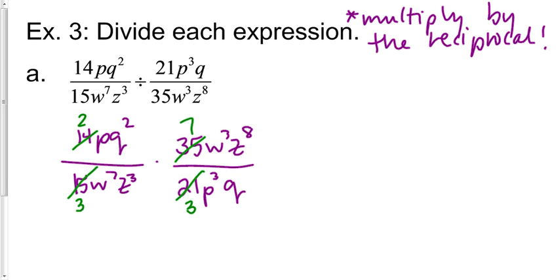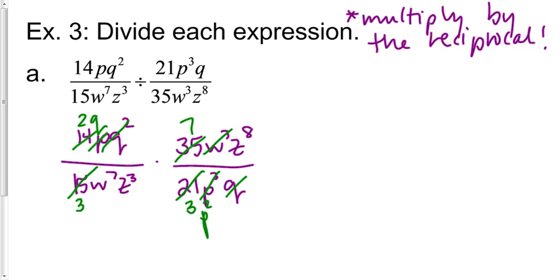Now we cancel out the letters. I've got a p and a p. I'm going to be left with p squared in the denominator. Q and q leaves me with a q to the 1st on top. I've got w to the 3rd and w to the 7th.